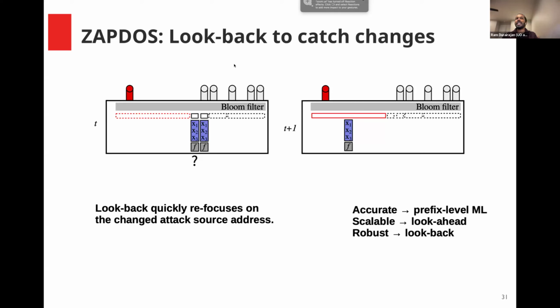So we have another technique called look back, which employs a simple Bloom filter at the higher level prefix length. And if there is some sort of a change, it is detected immediately in the next time window. Based off of that, in the subsequent rounds, that newly detected source level information is zoomed in, and that focuses on what has changed and what has not changed in the subsequent iterations, and that takes care of the robustness requirement that we set forth.